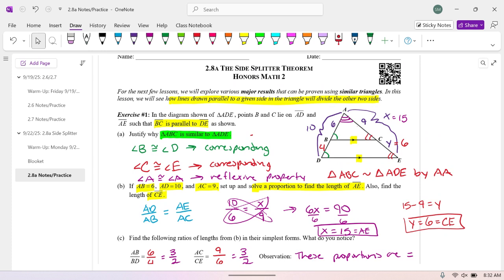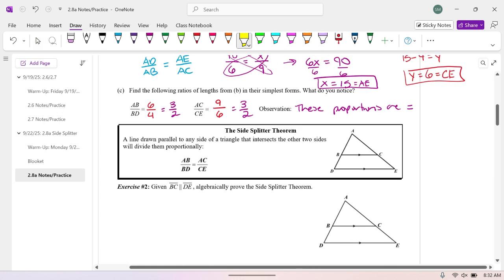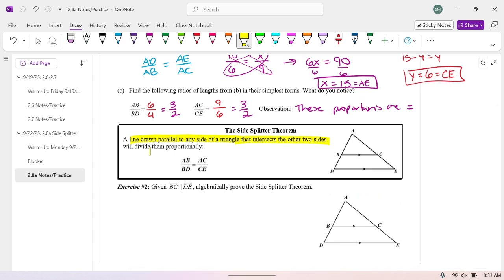Now, if you notice, all we did was take the sides of the smaller triangle, which is also part of the bigger triangle, and then the other part of the bigger triangle that forms what appears to be a trapezoid. All right? And if you put them over each other, the proportions should be equal. And that's exactly what the side splitter theorem is. All it says is that a line drawn parallel to any side of a triangle that intersects the other two sides will divide them proportionally. So that means AB over BD will be equal to AC over CE.